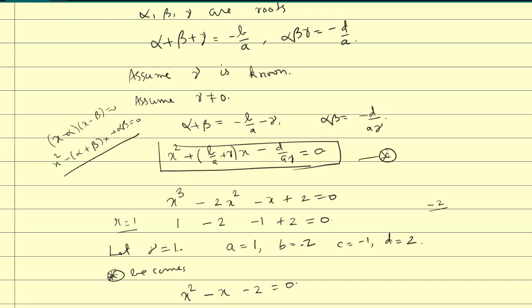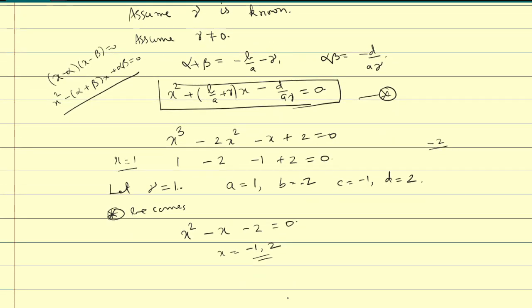If we solve this, we are getting minus 1 and 2. We can see that the solution of this is minus 1 and 2. So the roots of the cubic equation are therefore 1, minus 1, 2. That is it. So it is very easy to solve by this method instead of using long division.